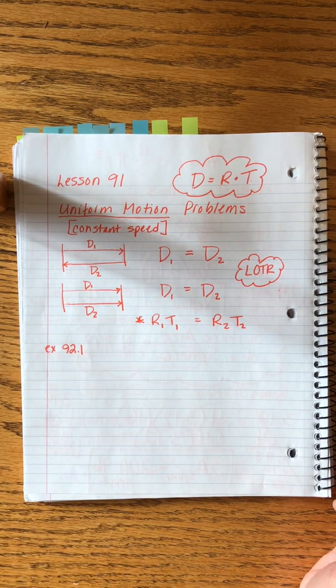On Tuesday, the express train made the trip in 12 hours. On Wednesday, the freight train made the same trip in 16 hours. Okay, let's draw a picture.